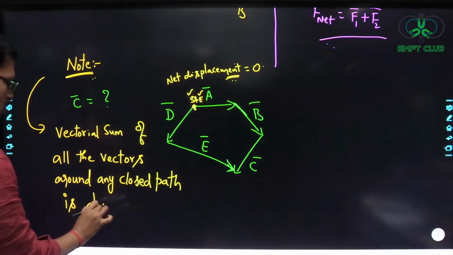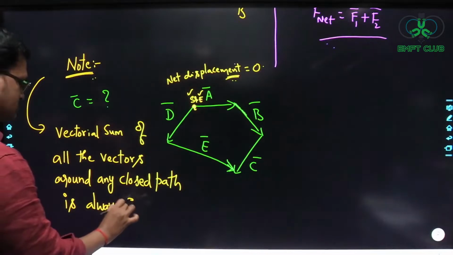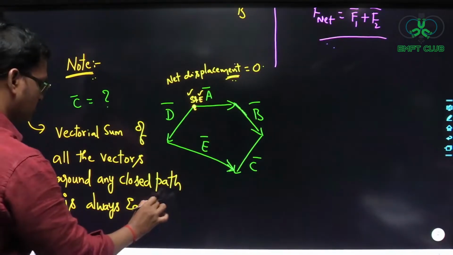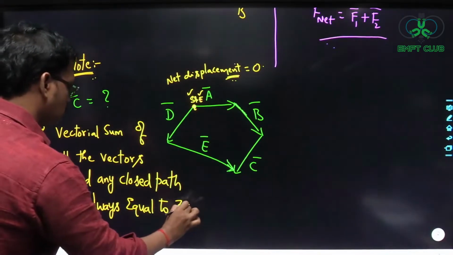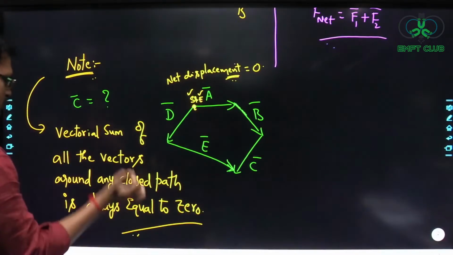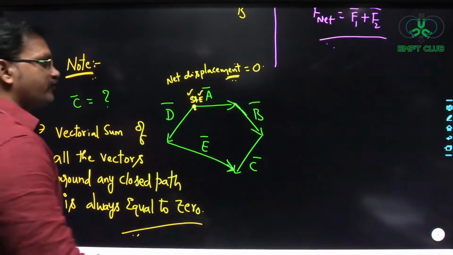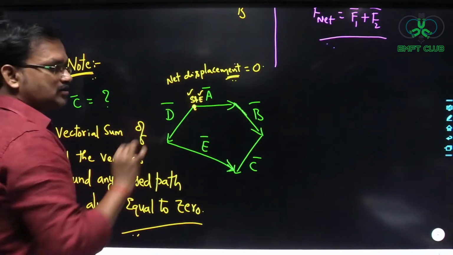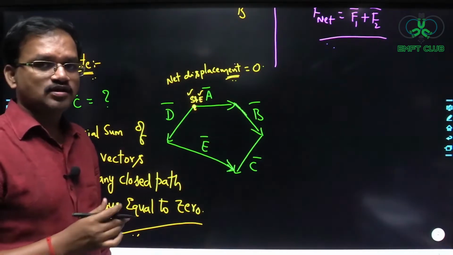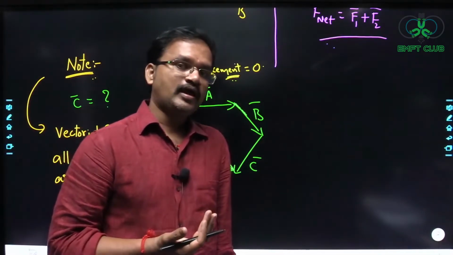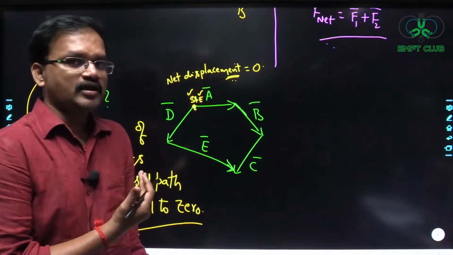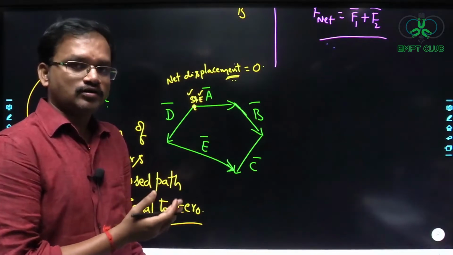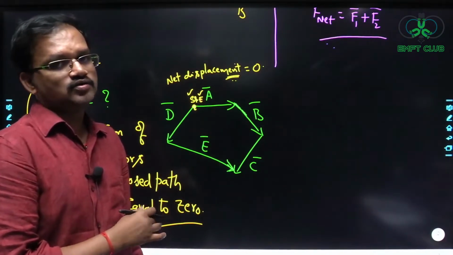The vectorial sum is always equal to 0. So whenever you are moving around this closed path, if you are moving along the direction of the vector, take it as positive, and if you are moving against the direction of the vector, take it as negative. So add up all those vectors and equate it to 0.